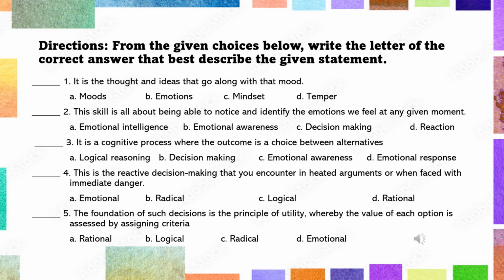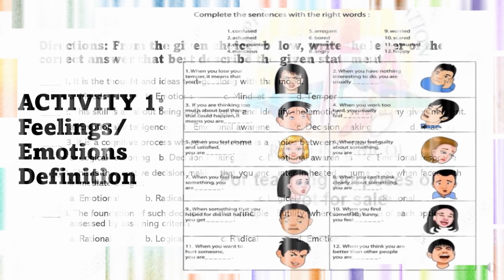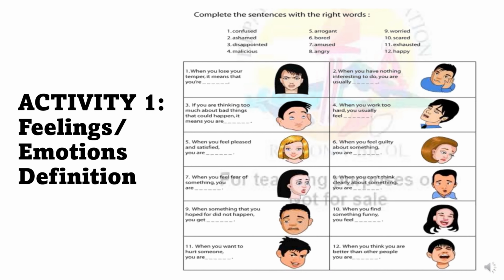Pre-test. Multiple choice. Directions: From the given choices below, write the letter of the correct answer that best describes the given statement. Learning Activity 1. Feelings or emotions definition. Write your answer in the journal.